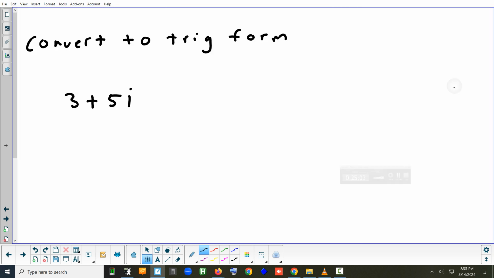Yep. All right, so now we've got a complex number, 3 plus 5i, and they want us to change it to trig form. When you write something in trig form, can you remind me what does that look like?